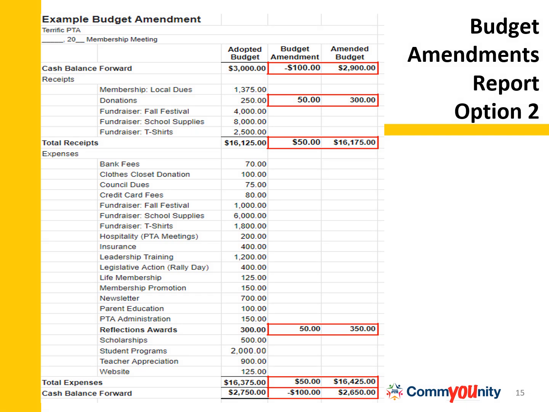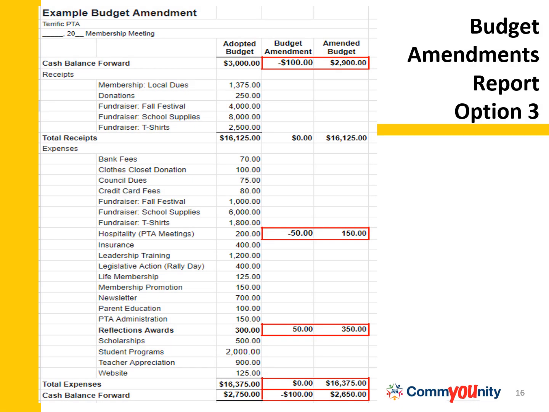In our second example, the PTA doesn't want to reduce their ending carry-forward balance for the Reflections expense, so they will need to find a way to raise $50 more and add that to an income budget line or decrease expenses in another budget line item. In this example, the PTA believes they can bring in more donations, so they have increased the donations budget line item by $50. As you can see at the bottom, the cash balance forward is only decreased by the decrease in the adjustment for the final ending cash balance at the beginning of the year.